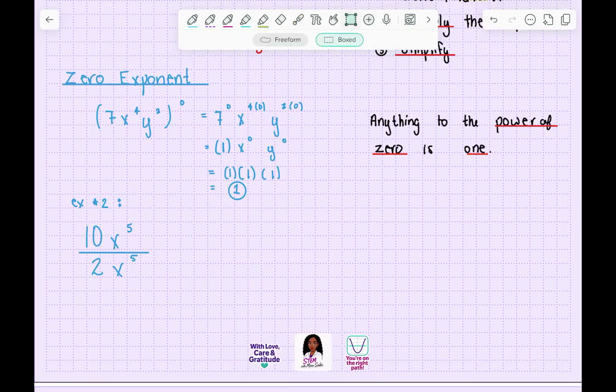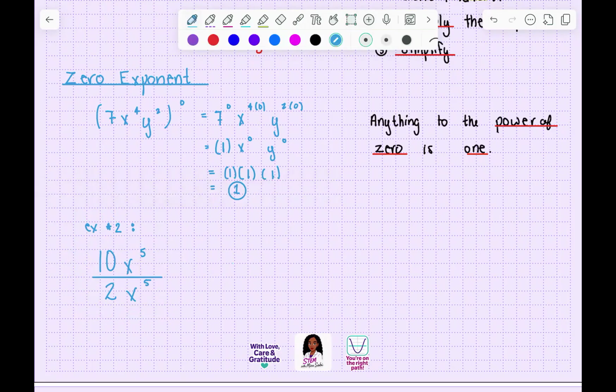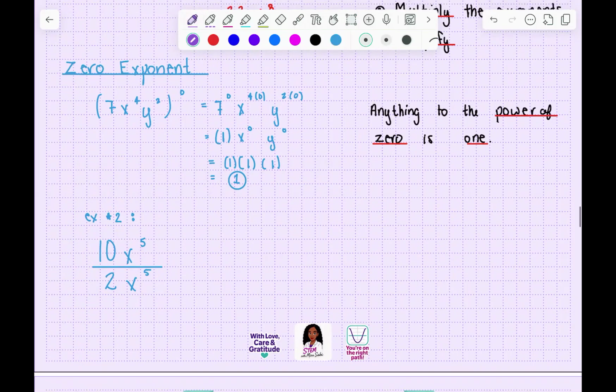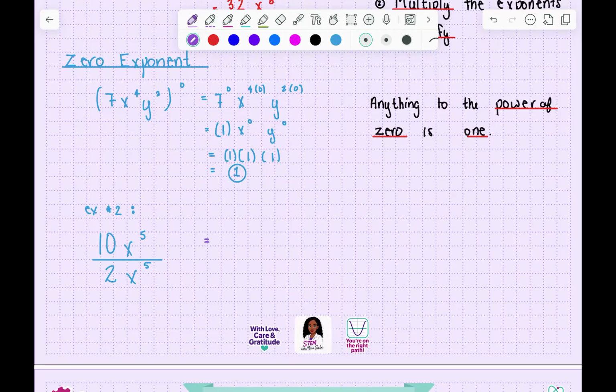So I put an additional example here because you're not going to be really asked to do anything like that. But what will happen is sometimes you'll do an exponent law, and then you'll end up with an x to the power of 0. So this is a quotient, right? So we're dividing. So the first thing we do is we realize, okay, these are coefficients. These have the same base, so I can apply exponent laws to that, okay? So first thing I'm going to do is divide the coefficients. So 10 divided by 2 is 5.